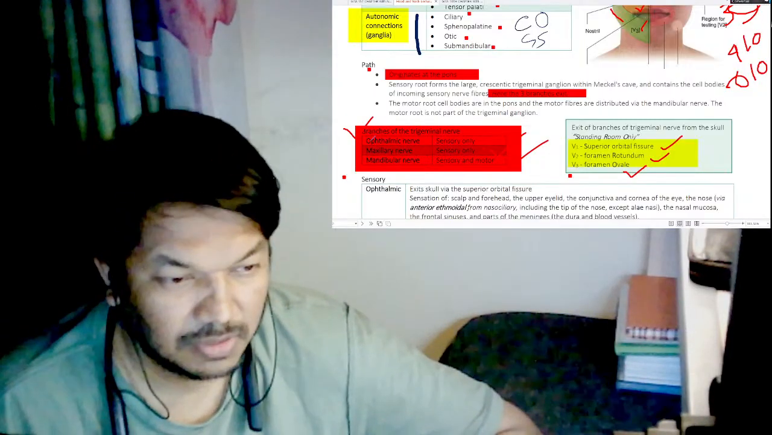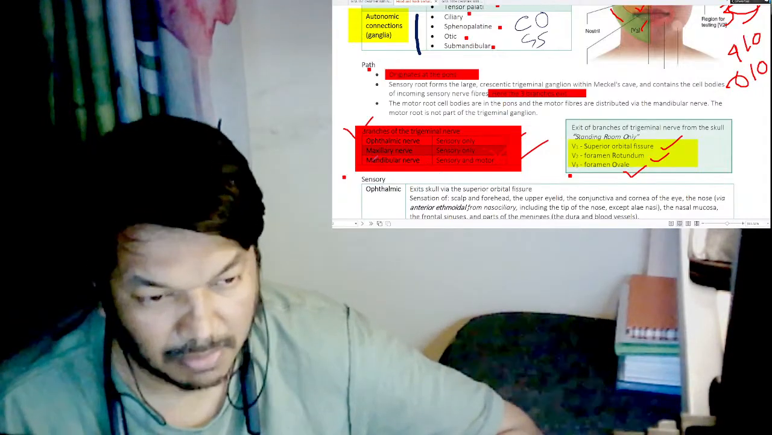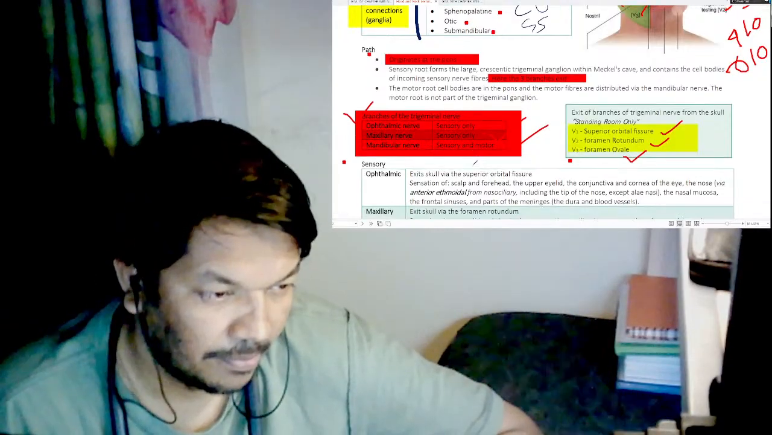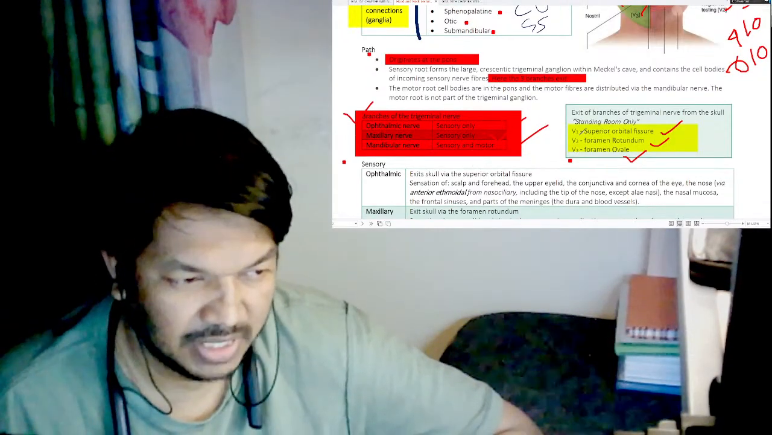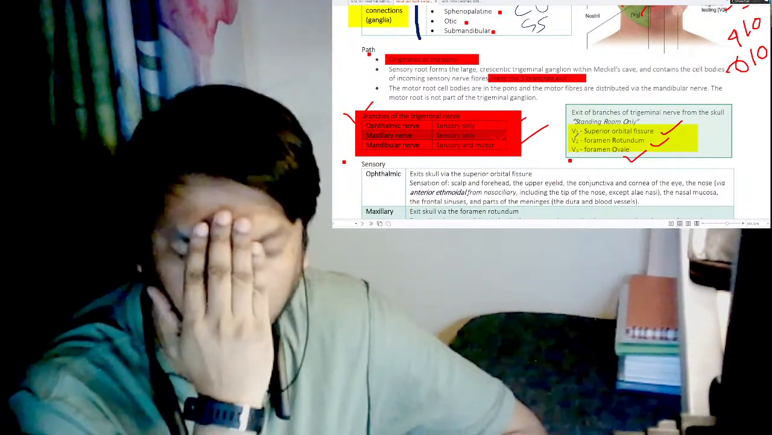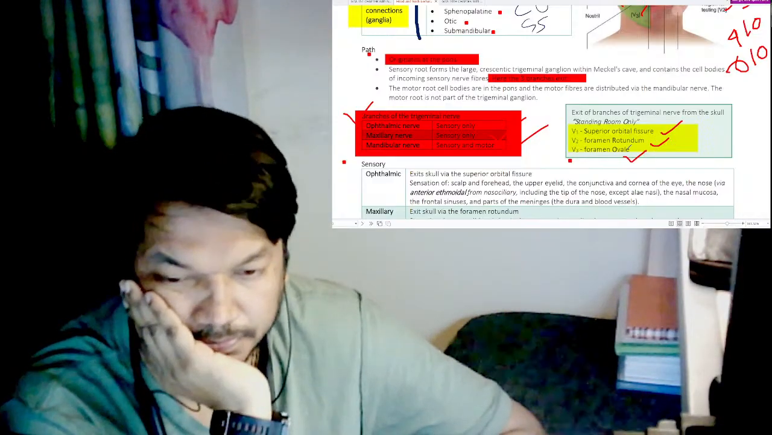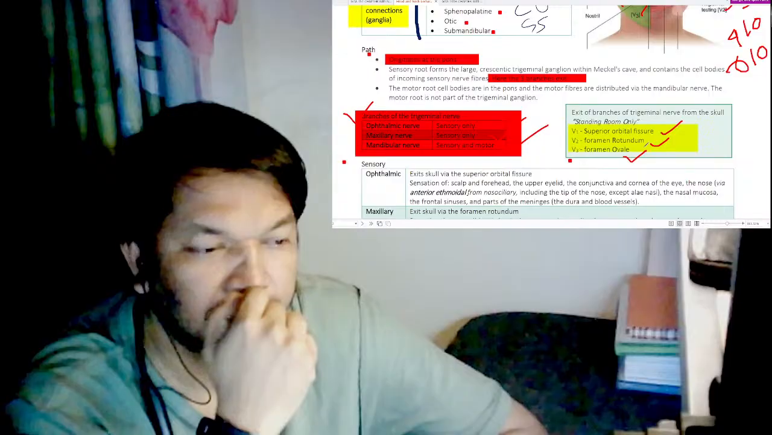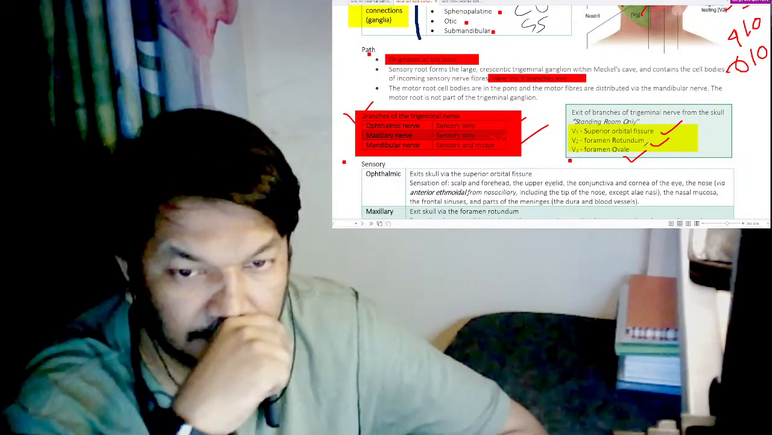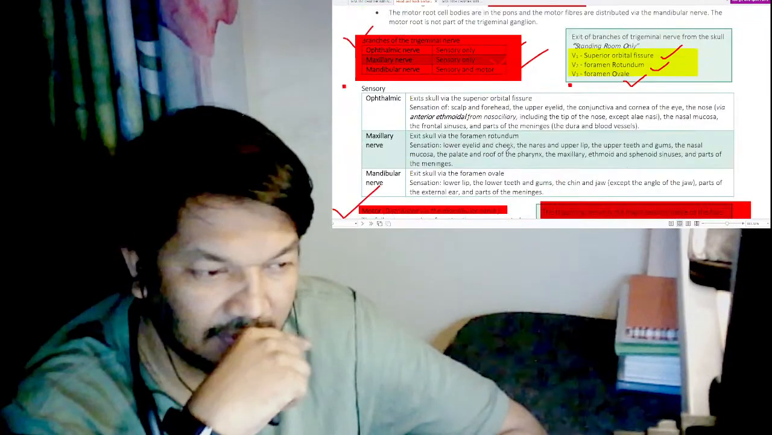Three branches of the trigeminal nerve: ophthalmic only sensory, maxillary only sensory, but mandibular has both sensory and motor. V1 means ophthalmic, which goes through the superior orbital fissure. V2 is maxillary, which goes through foramen rotundum. And V3 goes through foramen ovale.